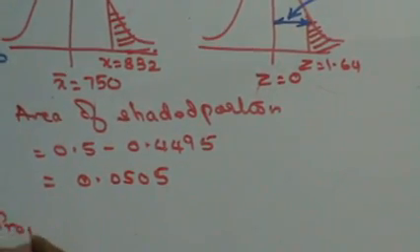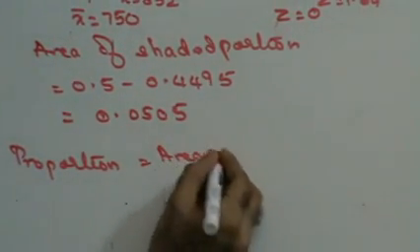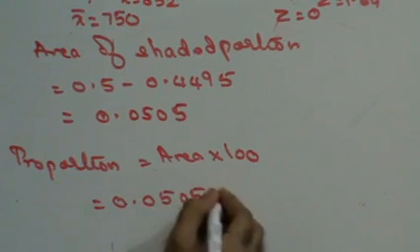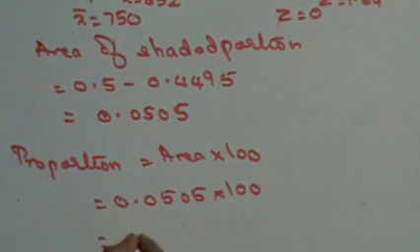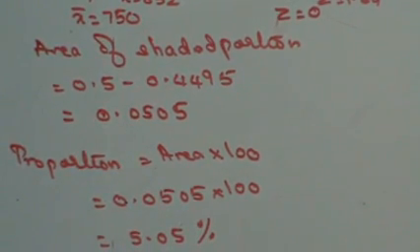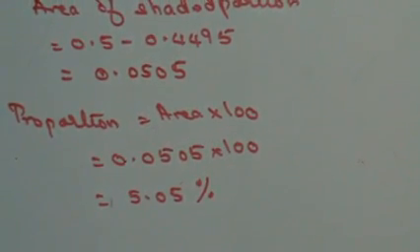So proportion is given by the formula area into 100, that is 0.0505 into 100, which is nothing but 5.05%. So 5.05% of the people have a balance exceeding 832. Fine, do we get this in here?